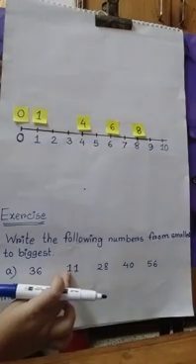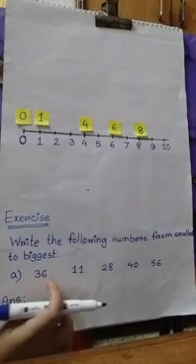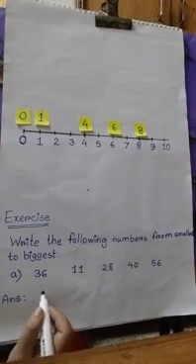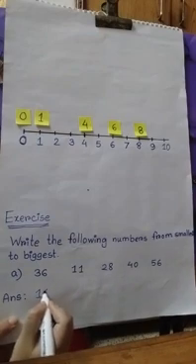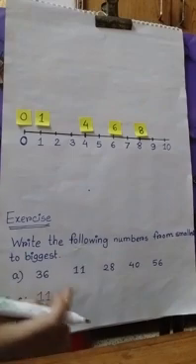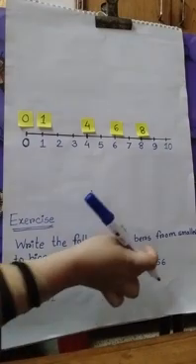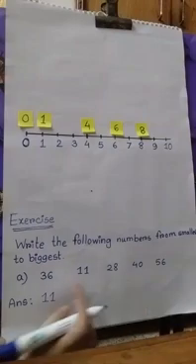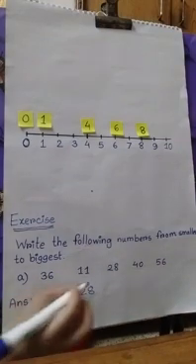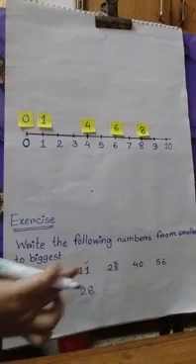36, 11, 28, 40, 56. So in this line, if you look at these numbers carefully, 11 is the smallest number here. After 11, we'll have to find out the next number from these numbers. The remaining numbers are 36, 28, 40 and 56. If we look at these numbers, after 11 comes 28. So I have written down 11, I have already written down 28, and the rest of the numbers are 36, 40 and 56.